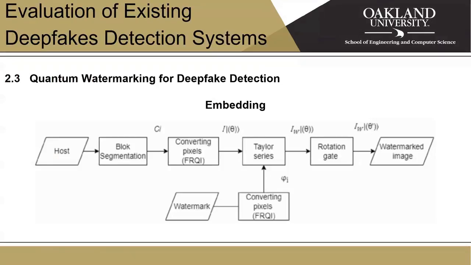This is the process of embedding the watermark. If we want to embed a watermark into an image, we take the host image and the watermark and segment them into blocks. We then change the image into the quantum domain using flexible representation of quantum images, or FRQI, in the Taylor series. Putting the result through the rotation gate creates the watermarked image.